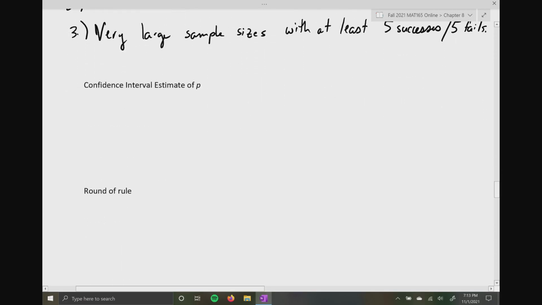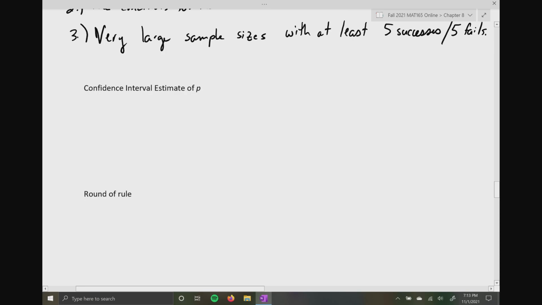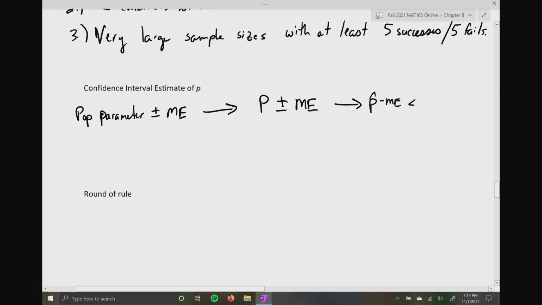All right? So how do we actually construct our confidence interval? Well, all intervals are constructed the same way. It's going to be whatever your population parameter is plus or minus your margin of error. So for us, when we're talking about estimating the population proportion, it's going to be P plus or minus our margin of error. So it'll be P hat minus our margin of error, which is less than P, which is going to be less than P hat plus our margin of error. So hopefully now you can see where that plus or minus 1.645, plus or minus 1.96, and plus or minus 2.575 comes into play. Okay?